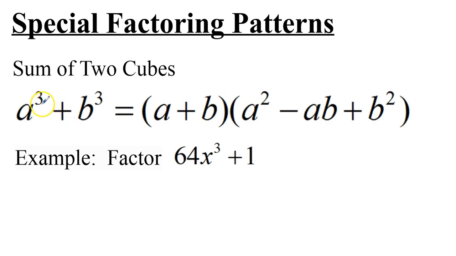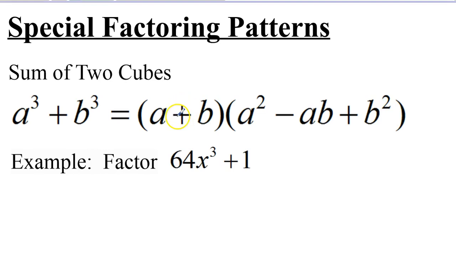You've learned all along you can't factor a sum of two squares, but it turns out we can actually factor a sum of two cubes, and it falls into this pattern. If you have a cubed plus b cubed, it's equivalent to whatever a plus b is, and then it produces a quadratic: a squared minus a times b plus b squared.